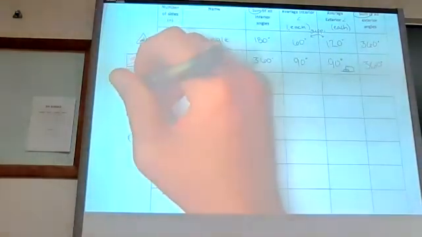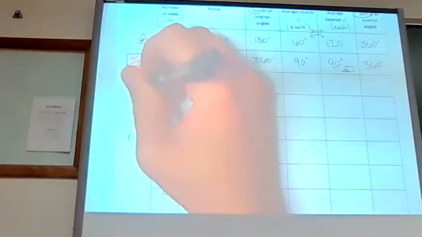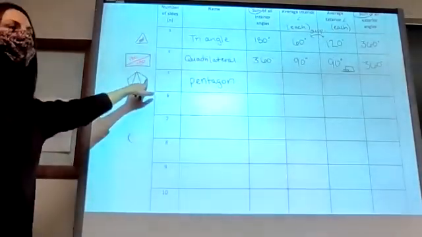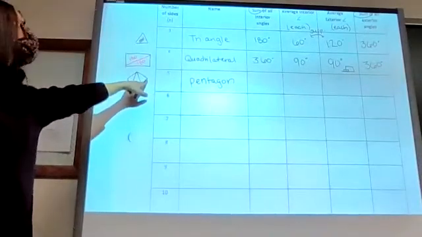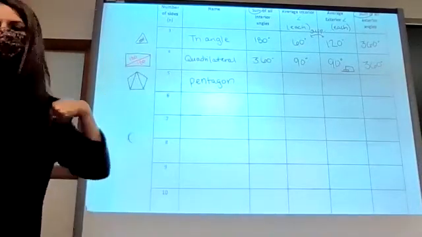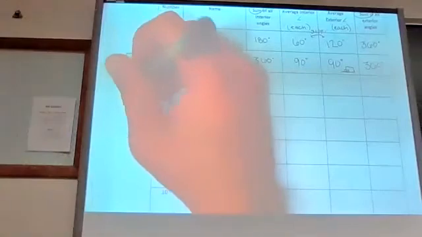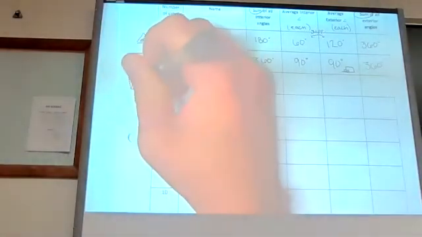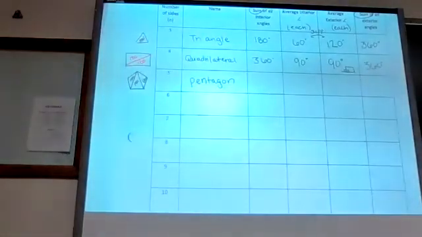Now, in my pentagon, look at me. I took my pentagon and I broke it into triangles so I can figure out how many angles total I have. So I have 3 triangles here, which would each be 180 degrees. So then how many degrees total do I have in my pentagon? 540. 540 degrees total.